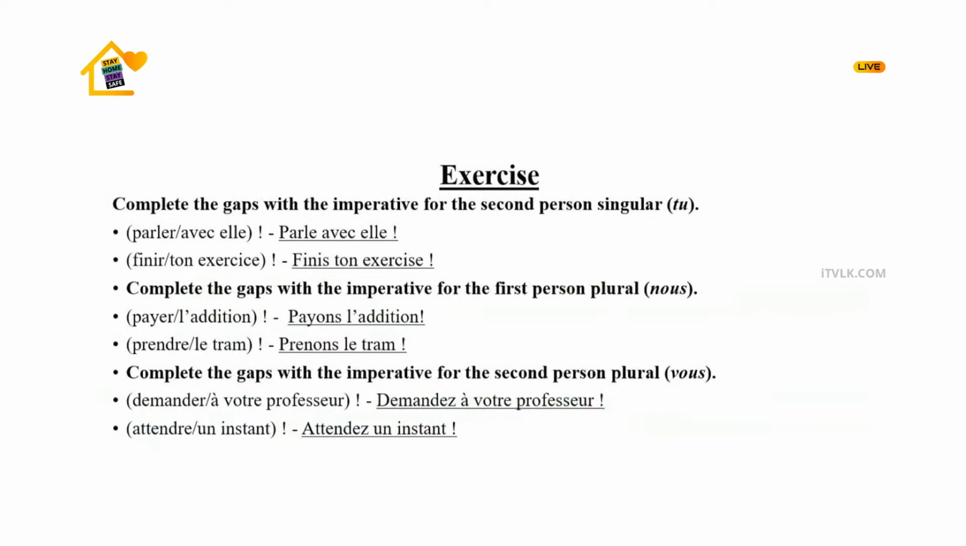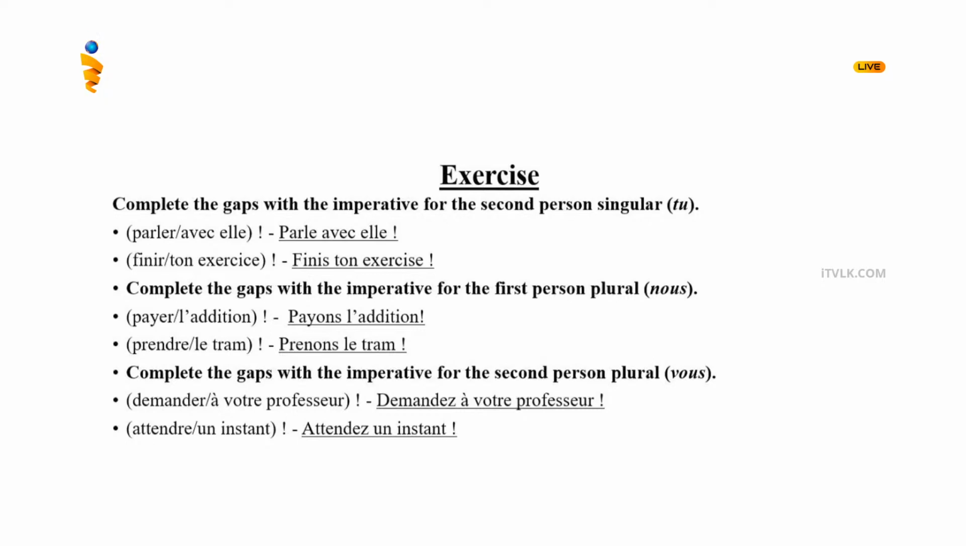Now I have used the rules that I learned, right? So I have cut off the subject pronoun, the letter S has disappeared, right? And I also use the exclamation mark. So don't forget to use that too. So when I take finir ton exercise, I have to make the sentence in order form as finis ton exercice.